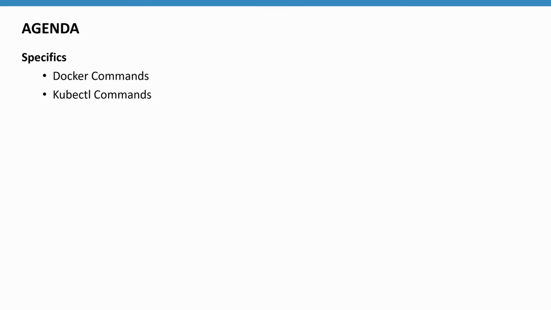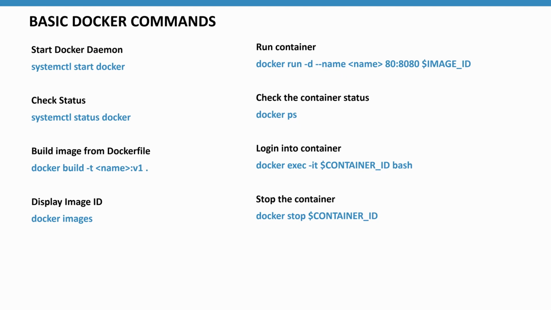In this lecture, you will learn some Docker and kubectl basic commands. The basic Docker commands: how to start Docker and check the status of Docker are two important commands. Then building an image, displaying the image ID, and how to run the container. These three come from the image and runtime perspective.